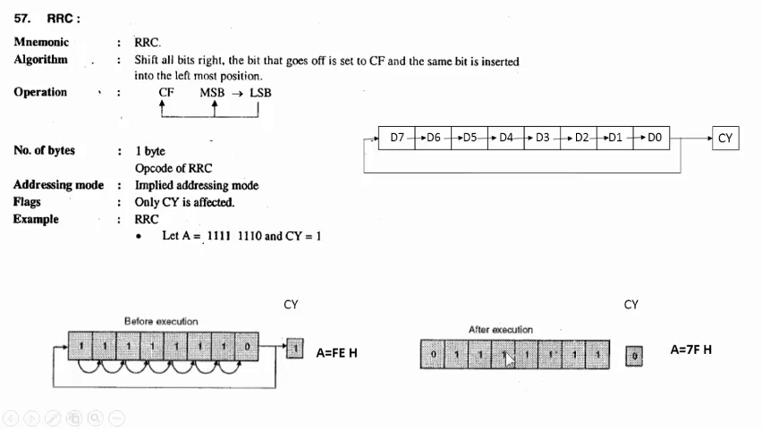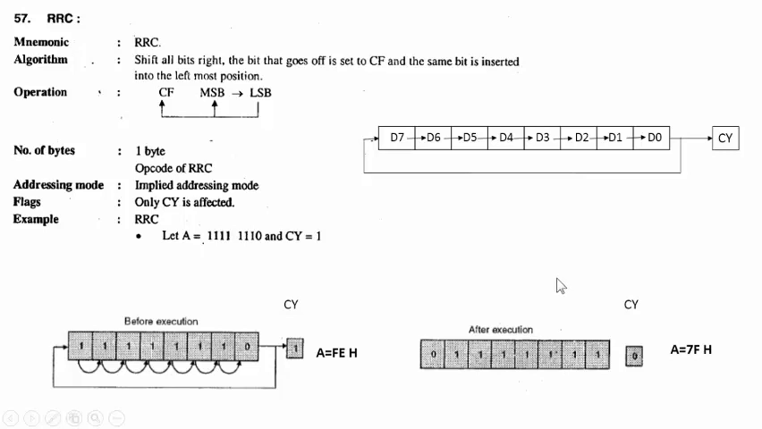Once again, the addressing mode is the same implied addressing mode, only the carry flag bit gets affected, no other flag bit gets modified. Once again, suppose before execution in the accumulator we have FE hex, and in the carry flag bit we have logic 1. So after the execution of this RRC, in the accumulator you will get 7F hex.